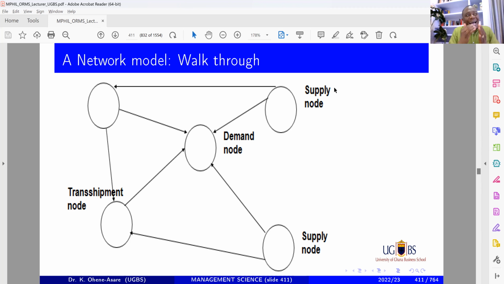So the car is full. All the people are from 37, and all of them are going to Medina. Nobody gets down in Okponglo. So Okponglo is just helping the route to be smooth. It's an intermediary node. It's a transshipment node.